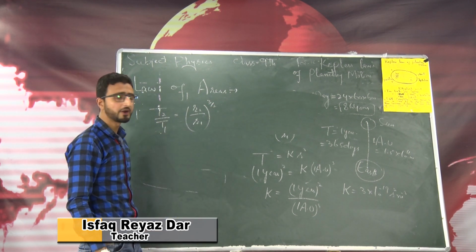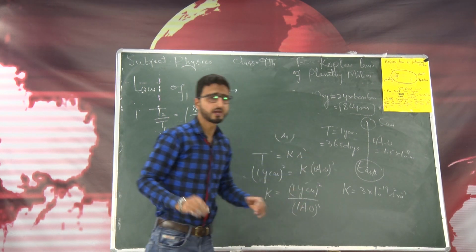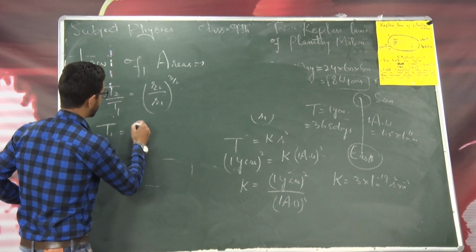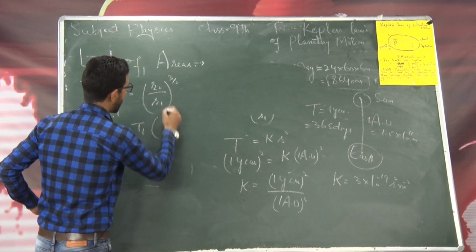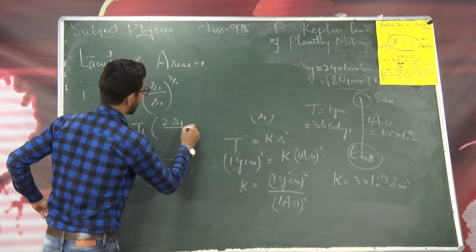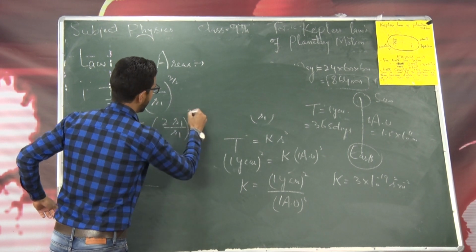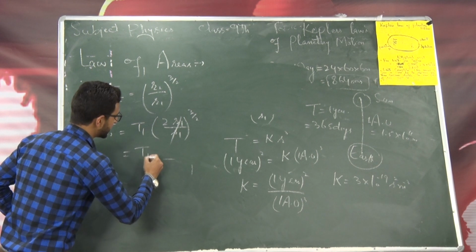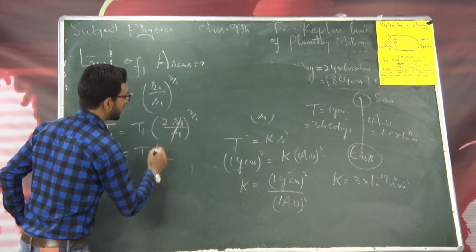You are getting my point or not? The distance between them becomes doubled. What will be the new period of revolution? So T2 is equal to T1. Okay, R2 के बदले लिखूंगा twice R1 divided by R1 whole raised to the power 3 by 2. R1 और R1 cancel हो जाएगा. So this is T1 into 2 raised power 3 by 2.